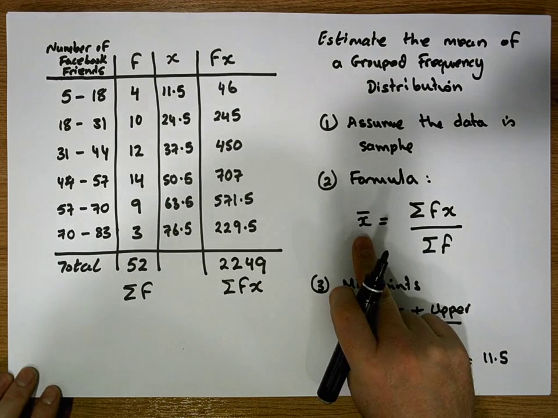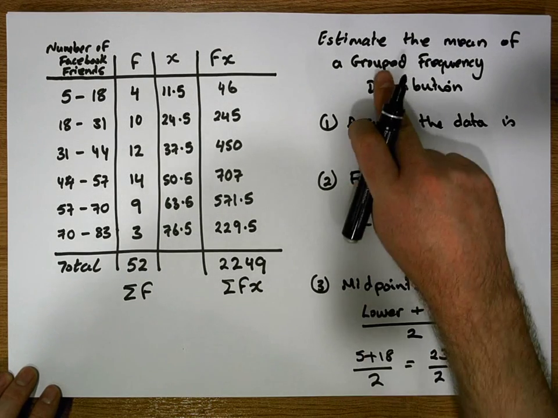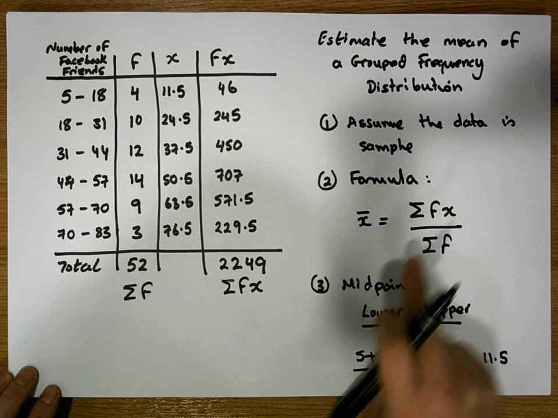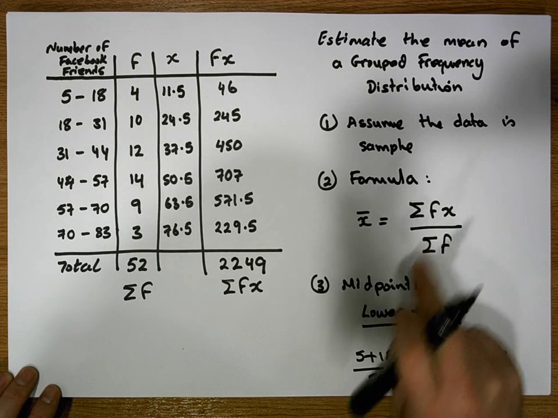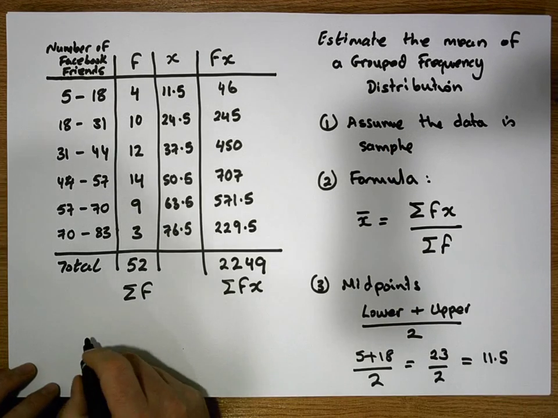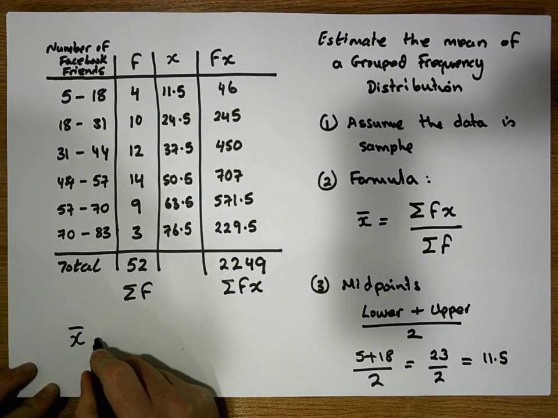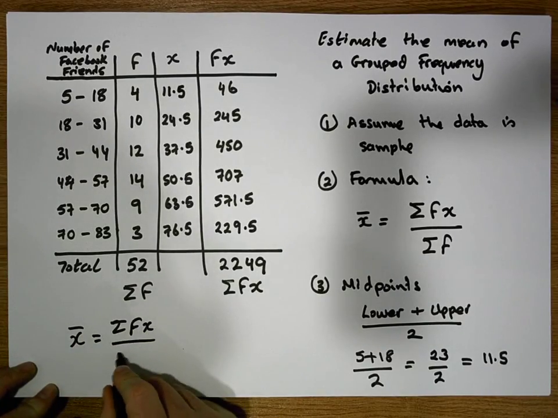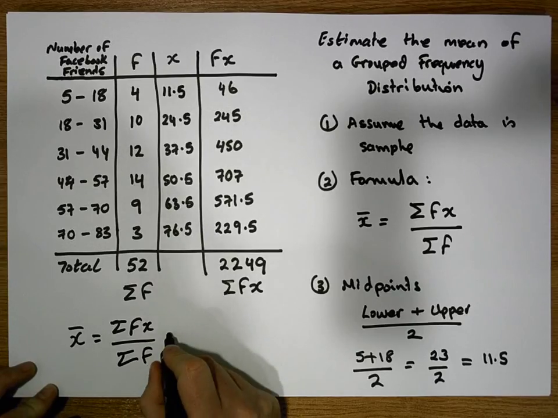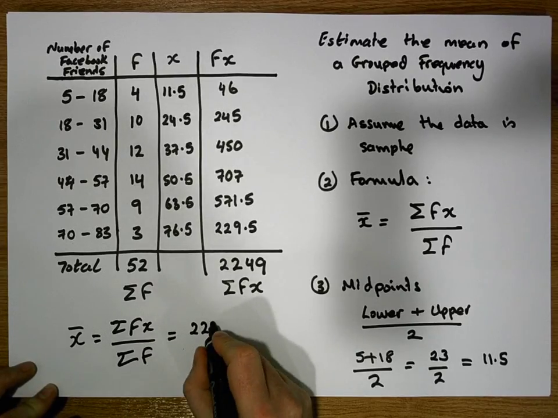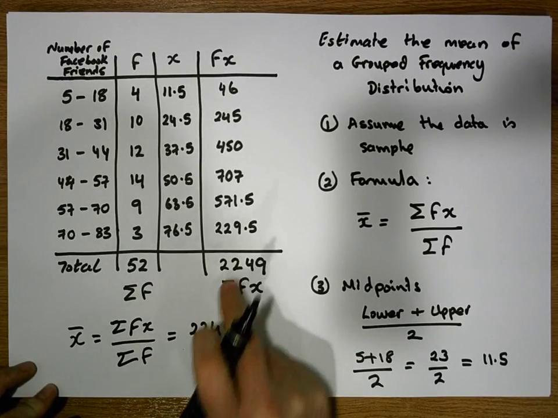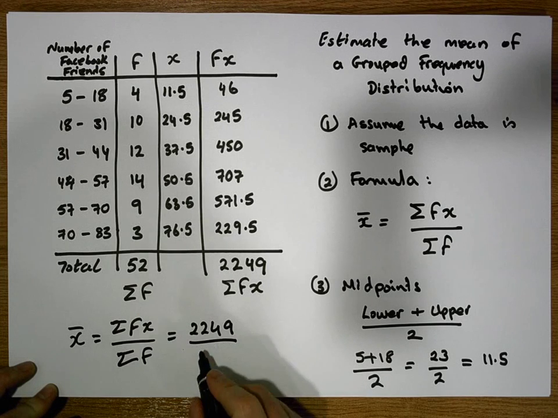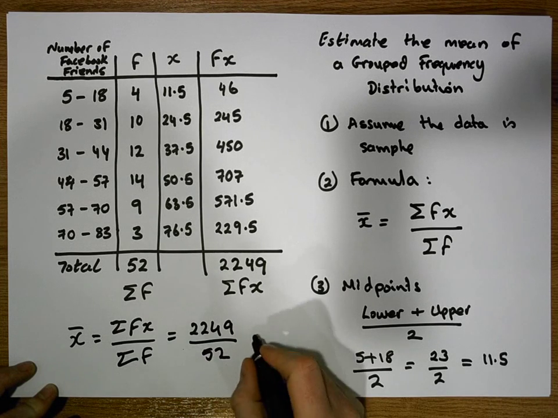To calculate the mean of our group frequency distribution, we simply divide the sum of the fx values by sigma f. So x bar, our sample mean, is simply the sum of the fx column divided by the sum of the f's. That's 2,249, the sum of the fx's, divided by 52. Let's do that on our calculator.